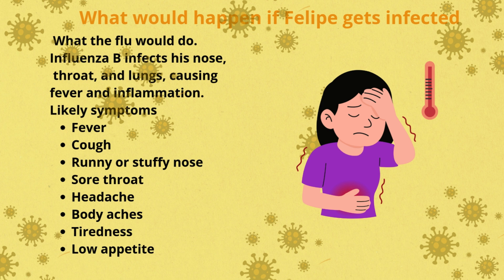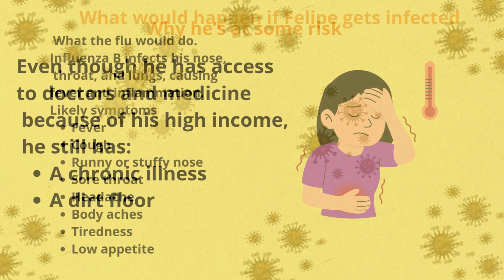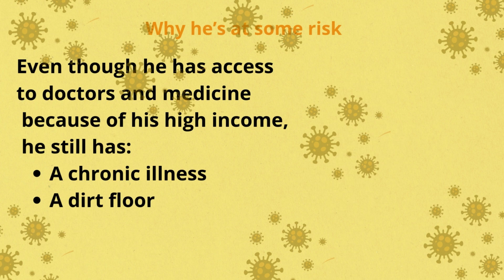Common symptoms include fever, cough, a runny or stuffy nose, sore throat, headache, body aches, tiredness, and low appetite. Even though he has good access to doctors and medicine due to his high income, he's still at risk because of his chronic illness, which makes the flu go harder on his body, and a dirt floor, which can irritate his lungs.